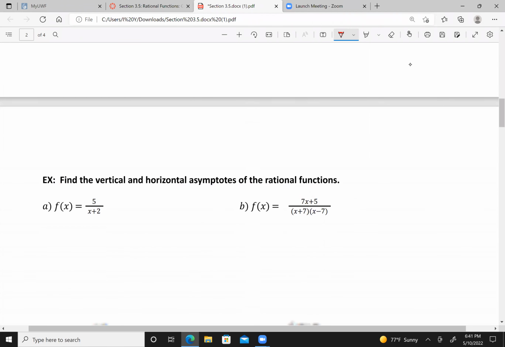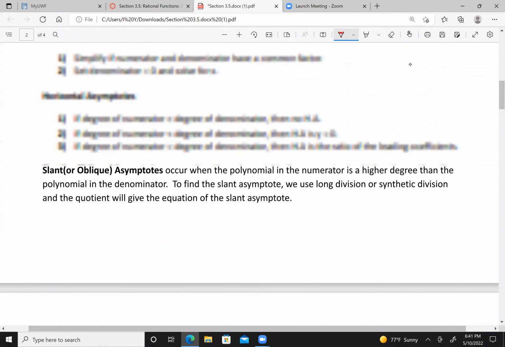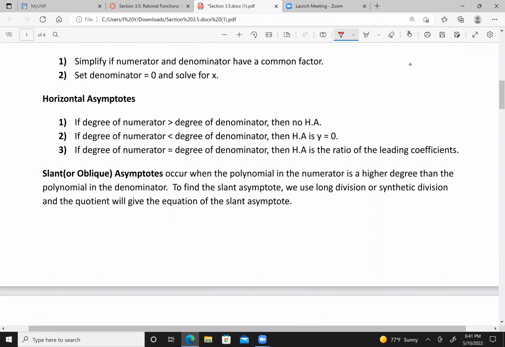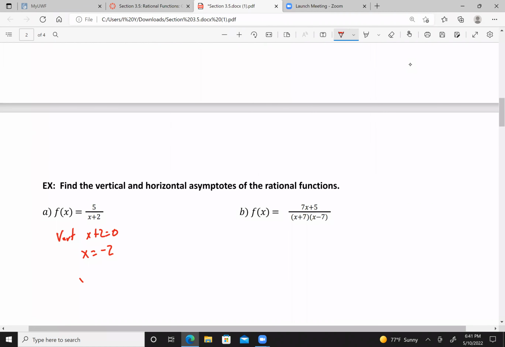So find the vertical and horizontal asymptotes of the rational function. Well, the vertical asymptote, we set x plus 2 equal to 0, x equals negative 2. Okay, going to the horizontal, the numerator's degree is less than the denominator's, so it is simply y equals 0. That's the horizontal.